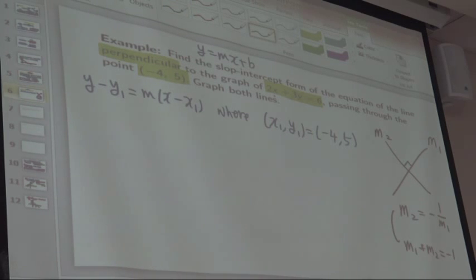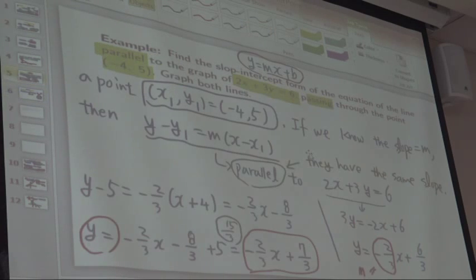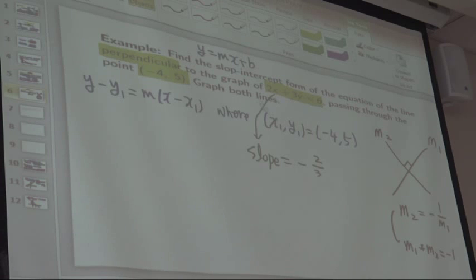Now we know the slope of this because we already found that. The slope of this line is negative 2/3. We computed that in the previous example, which is here. We computed that the slope is negative 2/3. So m times negative 2/3 should be negative 1.